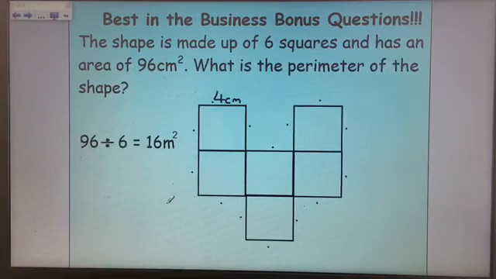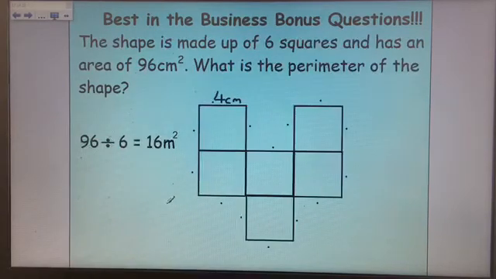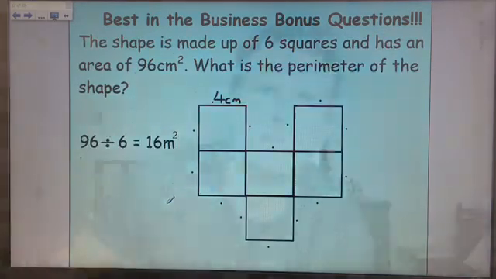I'm going to do a little bit of a mental calculation in my head now. Quick way to multiply by 4 is double it and double it again. So double 14 is 28 and double 28 is 56. So the perimeter is 56 centimeters.